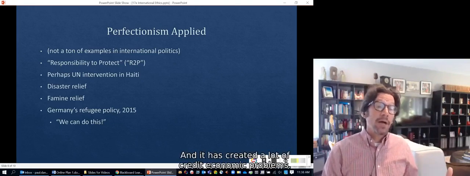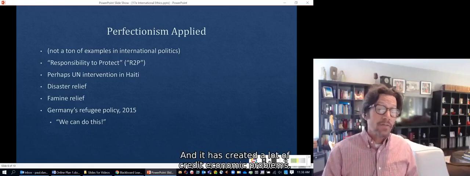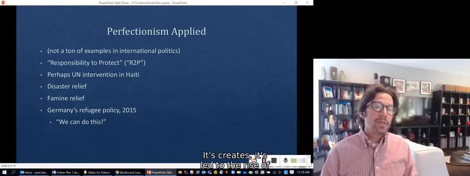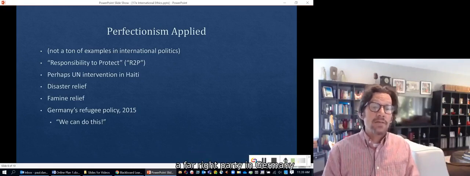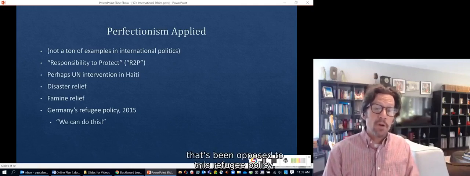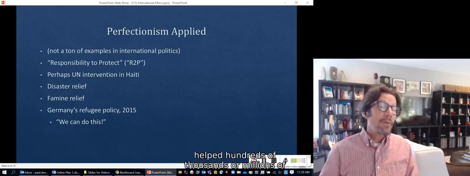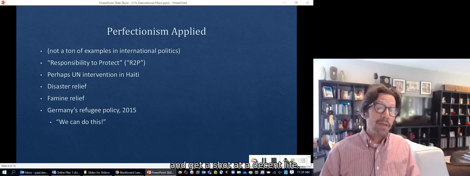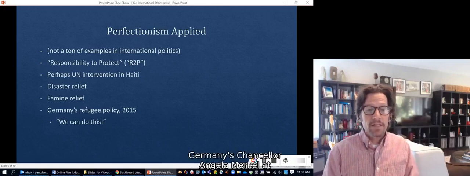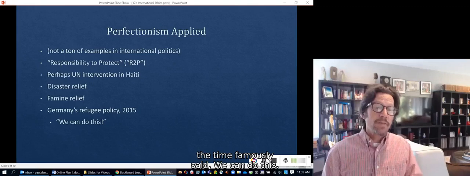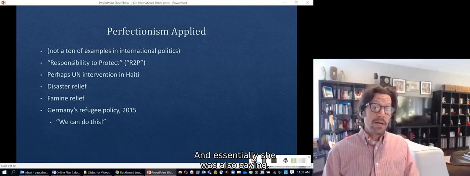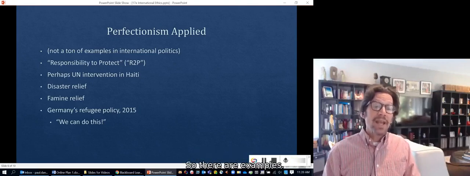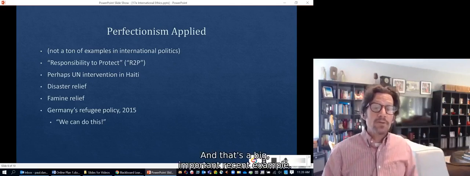And they did. And it has created economic problems. It's led to the rise of a far-right party in Germany that's been opposed to this refugee policy. But of course, it's also helped hundreds of thousands or millions of people escape violent conflicts and get a shot at a decent life. Germany's Chancellor, Angela Merkel at the time, famously said, we can do this. And essentially, she was also saying, we can't not do this. So there are examples, and that's a big, important, recent example.